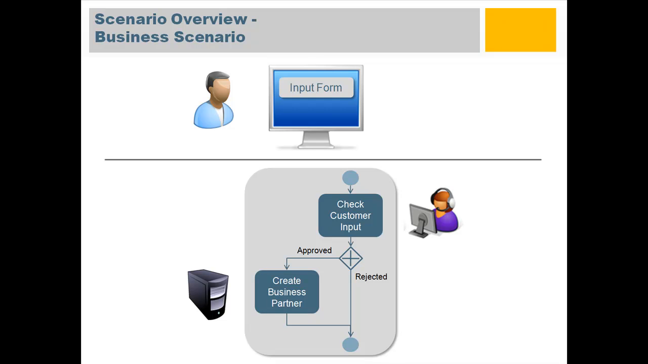As you can see, the process is very simple. First step will be to verify the data the user entered in the form. This will be done by a call center agent. Therefore, this step is in the foreground. The call center agent then has two choices. Either he will reject the user's request, and this will result in the end of the process, or he will approve the user's request. If the call center agent approves the user's request, the user's data will be logged in the backend automatically by creating his business partner record in the database.